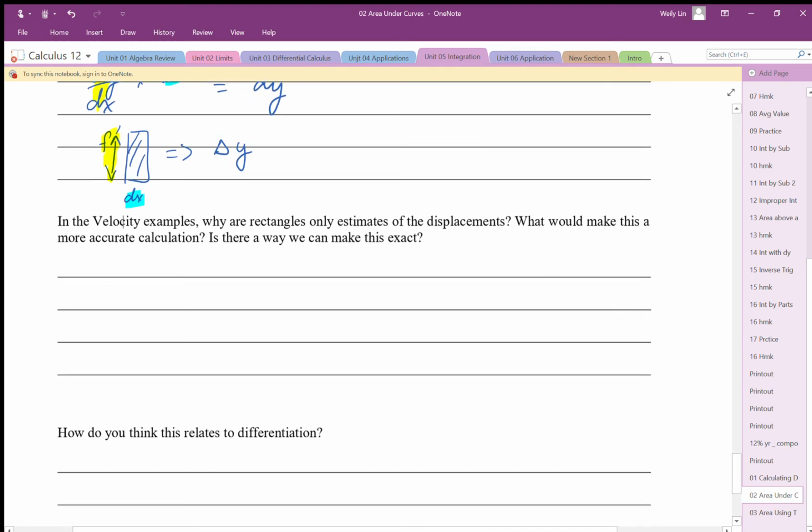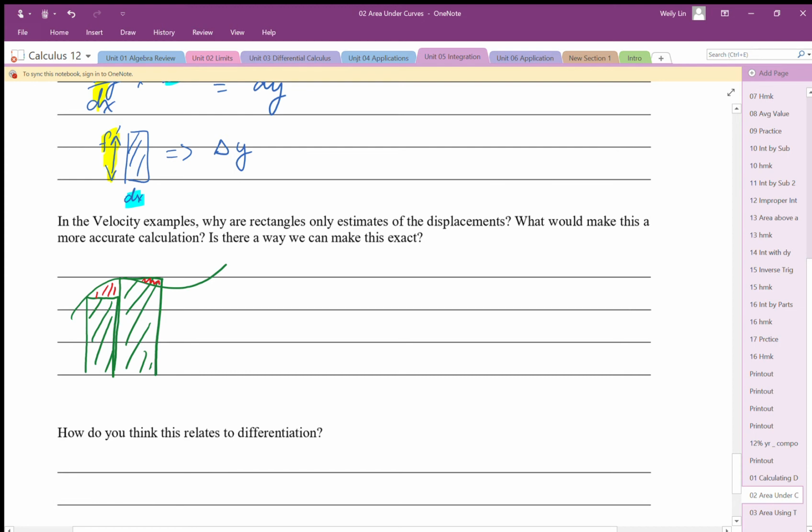So in the velocity examples, why are the rectangles only estimates of the displacement? They're only estimates because most of those examples were represented by curves. When we looked at the area underneath those curves using rectangles, there were these bits that didn't quite match. Sometimes they're overestimates, sometimes they're underestimates. So they're only estimates because the rectangle shapes don't actually fit the curve.